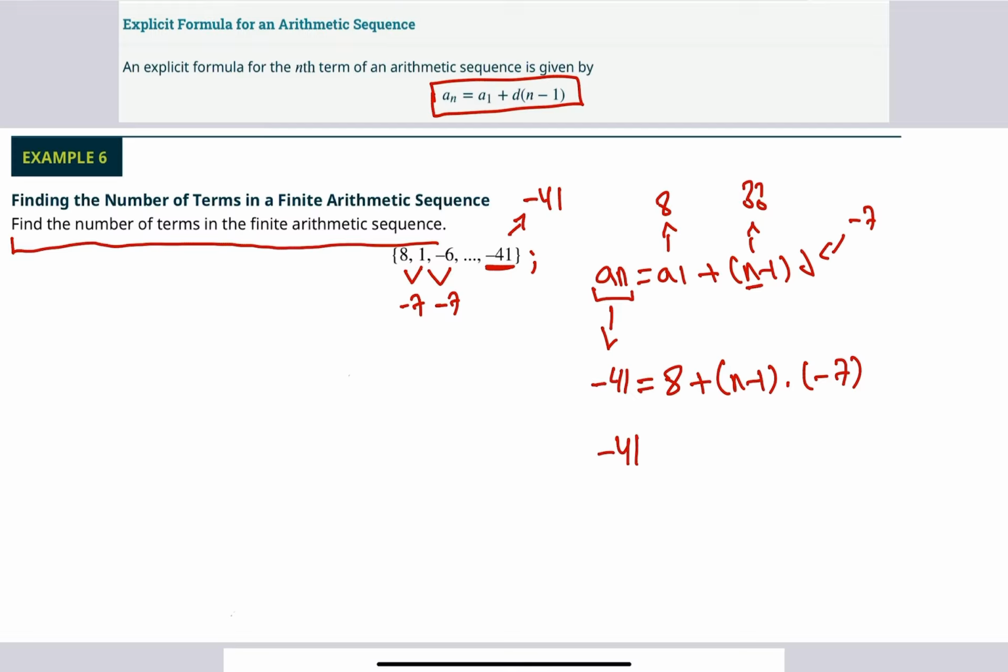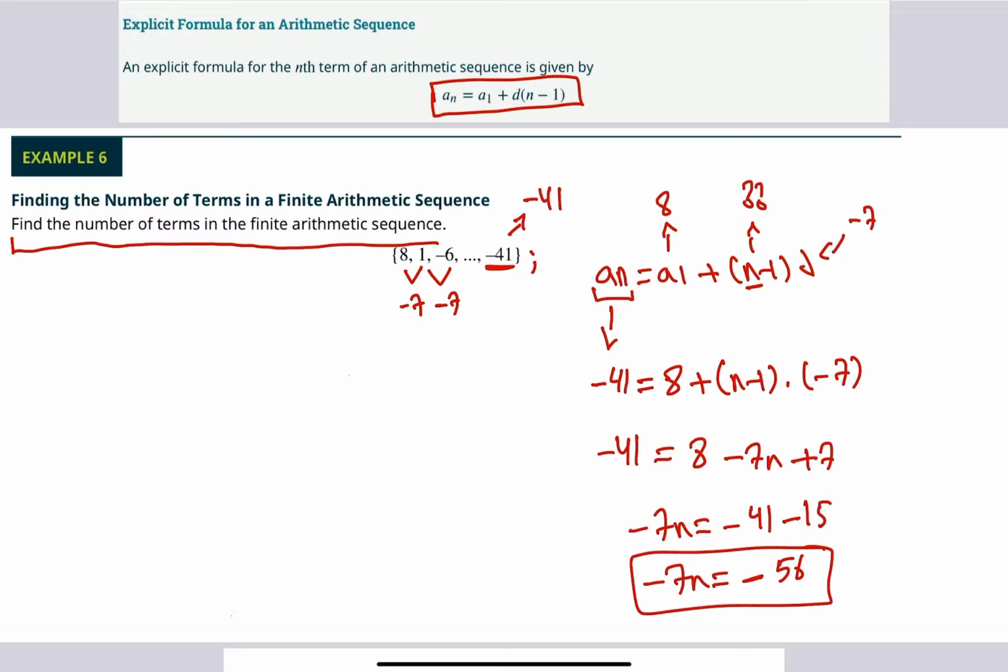Now I have negative 41, which is 8 minus 7n plus 7. We got negative 7n, which equals negative 41 minus 15, right? Negative 7n equals negative 56. N equals the 8th term. And that is it. I hope this makes sense.